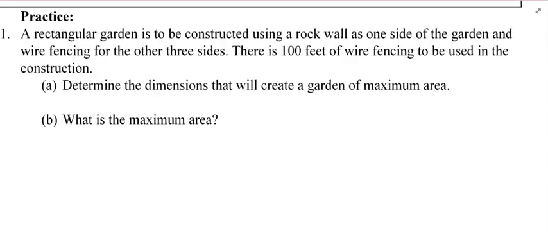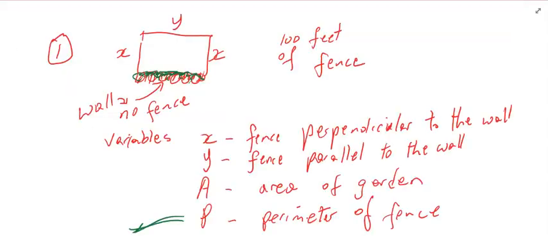Now let us look at another problem. A rectangular garden is to be constructed using a rock wall as one side of the garden and a wire fencing for the other 3 sides. There is a 100 feet of wire fencing to be used in the construction. A, determine the dimensions that will create a garden of maximum area. B, what is the maximum area? Begin this problem by drawing a picture to try to get to a solution.